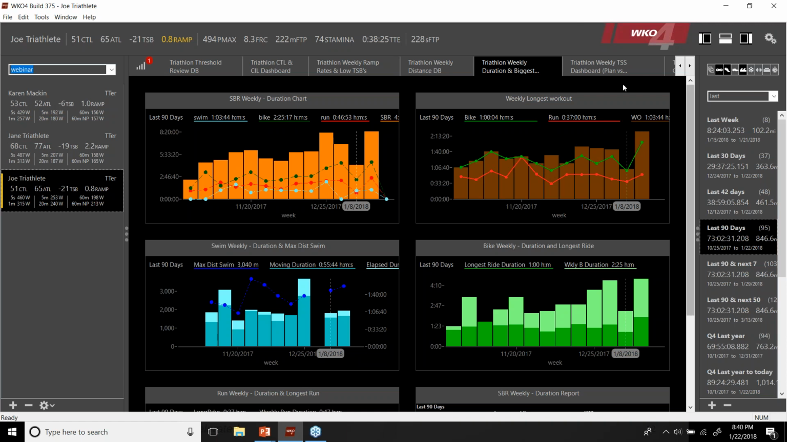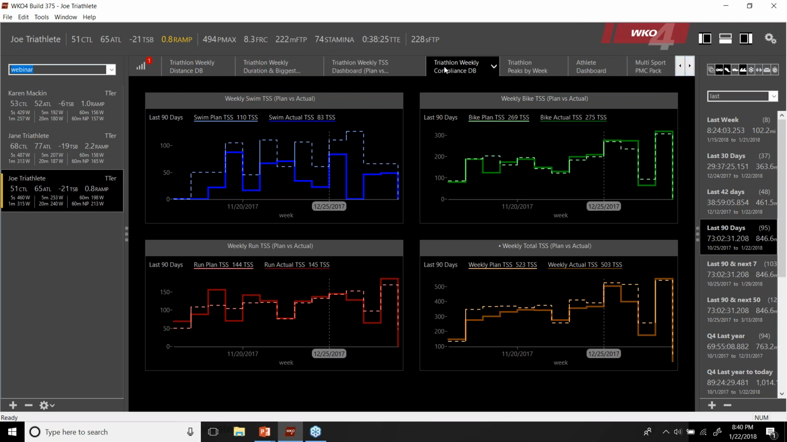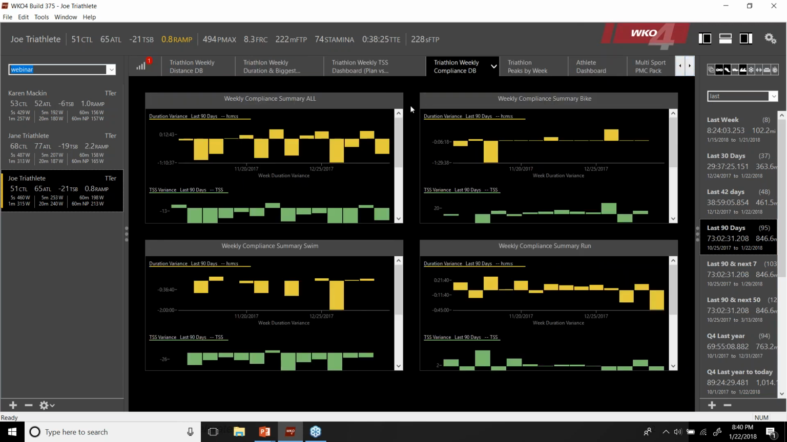Okay, so we have the longest and we have weekly TSS. This is planned and actual by sport and total. Probably should put total over there. Let's move along. These are just quick weekly compliance charts. This is a compliance chart, a default chart that comes with WKO4. I just broke it into swim, bike, run, and all, so you can see how well your athlete is following your plan.